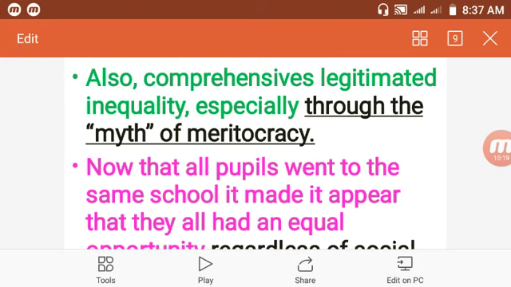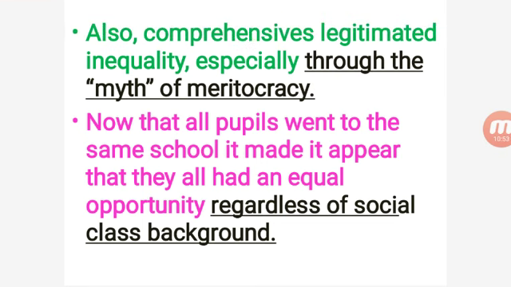Also, comprehensives legitimated inequality, especially through the myth of meritocracy. They brought in the ranking system and the grade system, where the intelligent students were segregated from the weak students, so that in future, through meritocracy, the intelligent students can get good jobs and the weak students can get low jobs. Now all pupils went to the same school. It made it appear that they all had an equal opportunity regardless of social class background. Again, another positive: the same opportunities were provided to every kid, with ample opportunities to perform better and get a good job in the future. The meritocracy, at least they tried their best. The Labour Party government introduced comprehensive schools where all the kids study in the same school under the same roof.